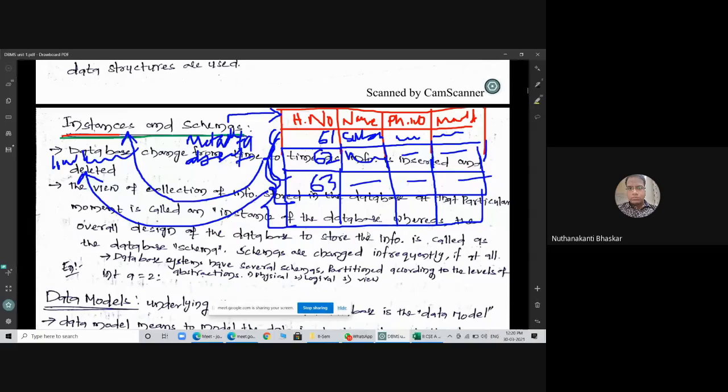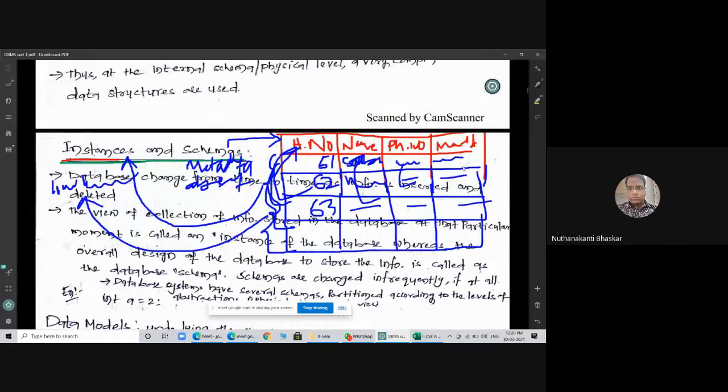Why? Because whatever record you are entering at the low level must depend on the schema. That's why the instance always depends on the schema. Now, is everyone clear what is instance and what is schema? Don't confuse, schema is high level data. All of you clear on instance and schema? Yes, sir.